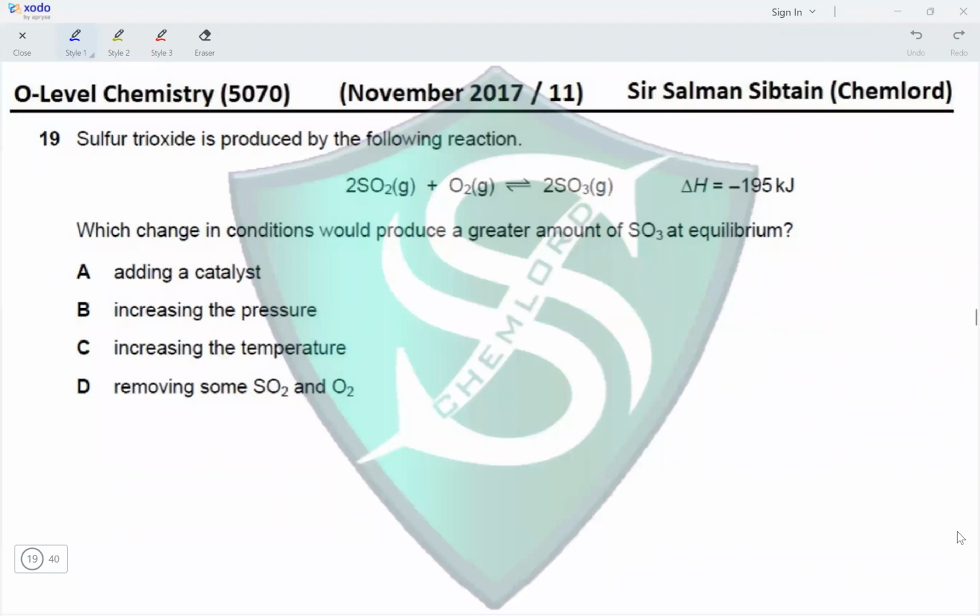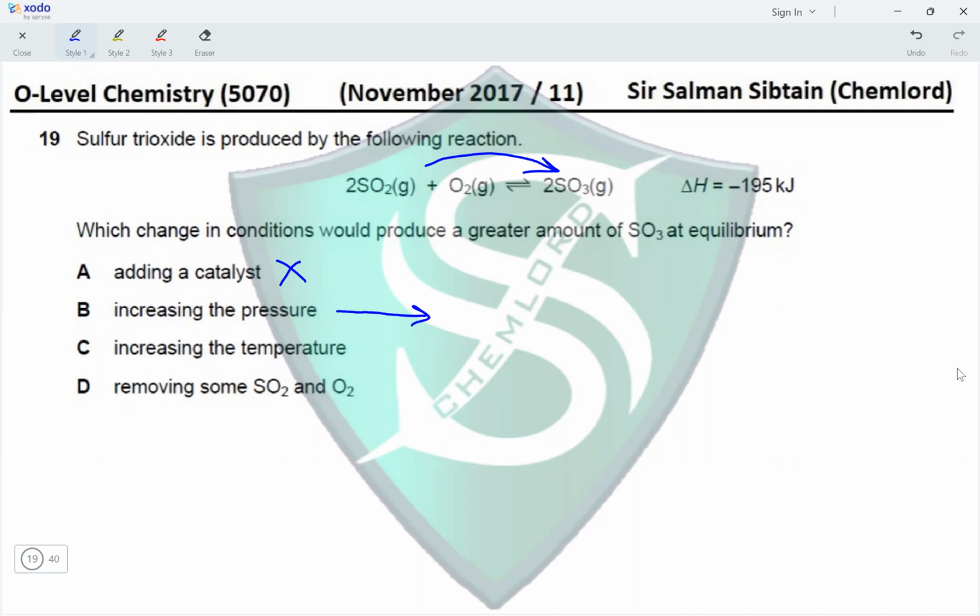Question 19. Sulfur trioxide is produced by the following reaction. Which change in conditions would produce a greater amount of SO3 at equilibrium? So the equilibrium needs to be favored in the forward direction. Adding a catalyst has no effect on the position of the equilibrium. Increasing the pressure will favor the side with the lesser number of moles. We have got 3 moles of reactants and 2 moles of products. So increasing the pressure will shift the equilibrium towards the right.